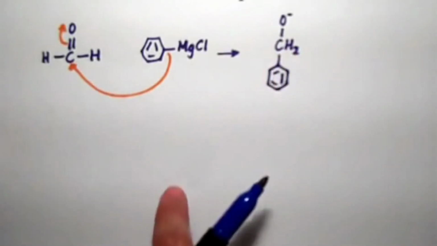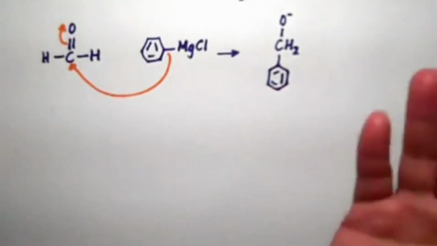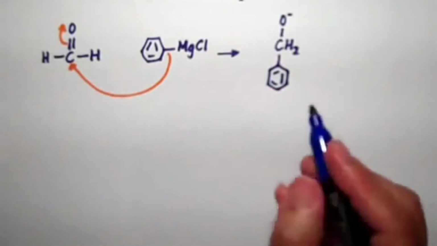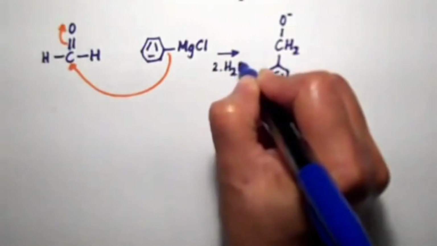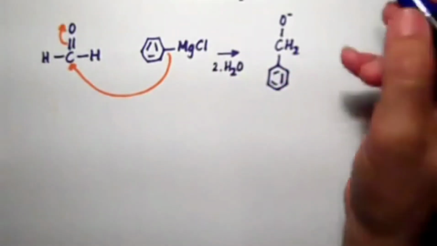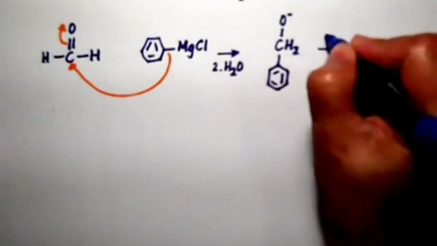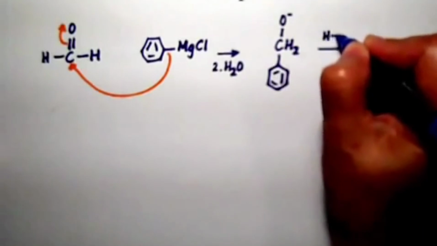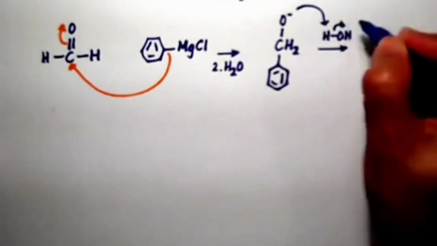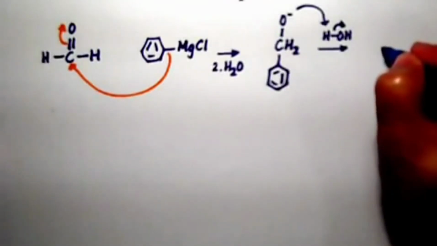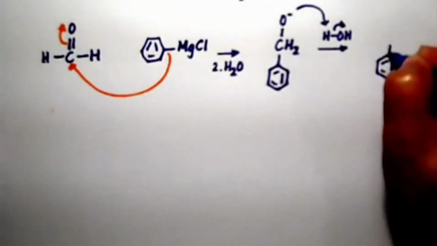It doesn't have any good leaving groups. It has two hydrogens, terrible leaving groups, and a phenyl group. It just came in. Let's not kick it out. So when you quench the reaction, when you're working it up with water or maybe hydronium, the oxygen is going to pick up the hydrogen from the water, and that's going to give you your, in this case, primary alcohol.